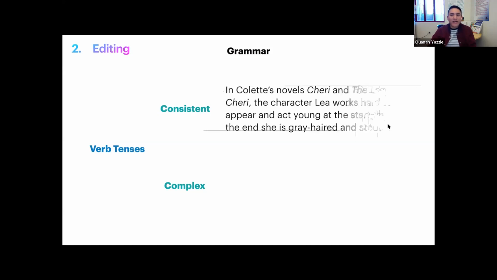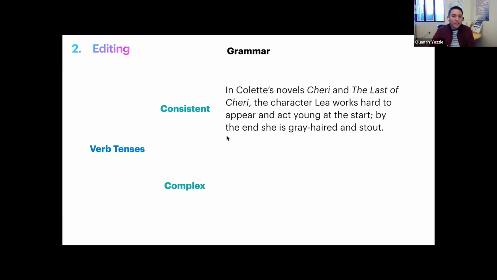And here's an example of that here. In this example I have with consistent, in Collett's novel Chéri and The Last of Chéri, the character Léa works hard to appear and act young at the start. By the end, she is gray-haired and stout. So here, if we look at this, the consistency is that this is, I believe, present tense, right? Because our verbs within this paragraph here are works and is. So these are both in present tense. So this makes this consistent.